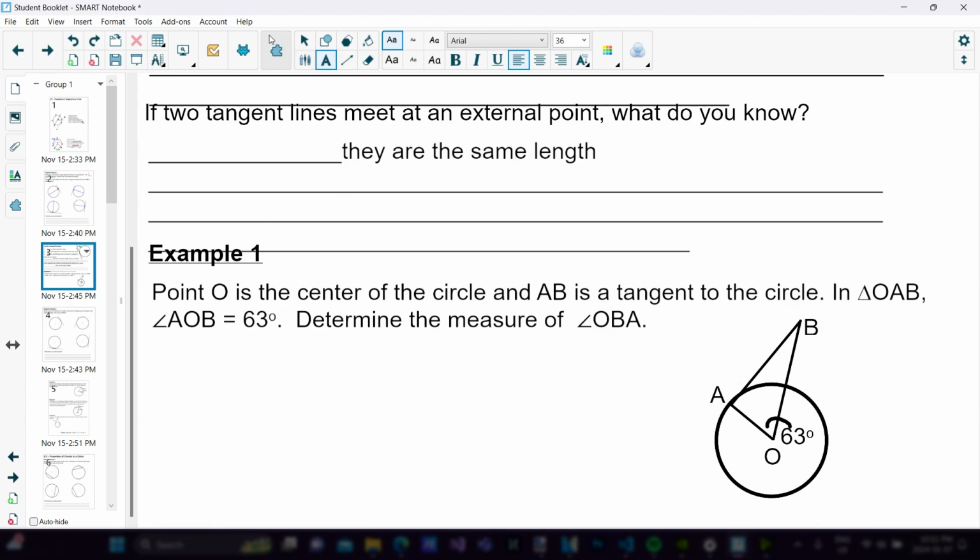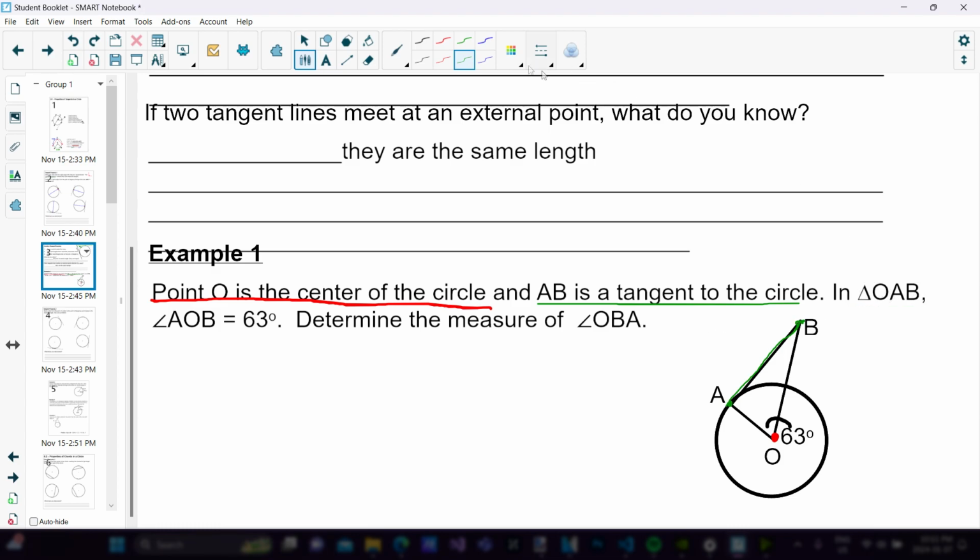So here's our diagram. Point O is the center of the circle. So the center of the circle is right there. And AB is tangent to the circle. So here is A, and here is B. So they're talking about this tangent.